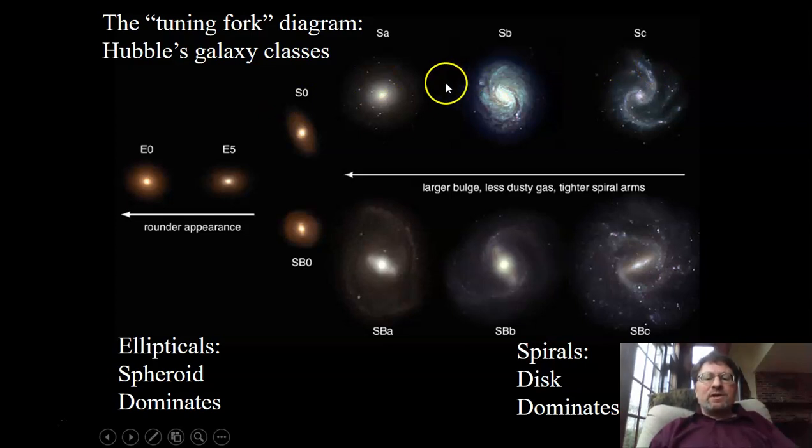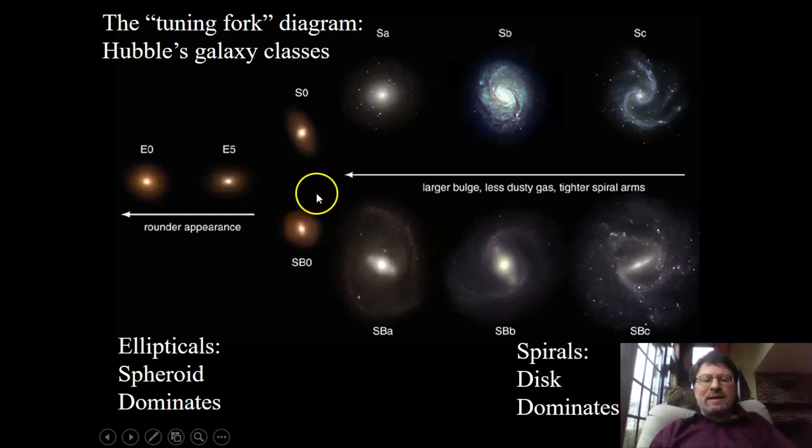But you can see here as we go SA, SB, SC, we're getting to smaller bulges, more dusty gas lanes, and looser spiral arms. Here in an SC, these spiral arms are very, very loosely wound, whereas we go to SB a little more tightly, SA very tightly still. The barred spirals are similar, but they have a capital B in the middle of their name, SBa, SBb, SBc, and that capital B reminds us that there is a bar before the spiral arms begin.